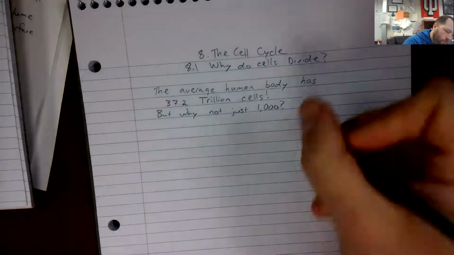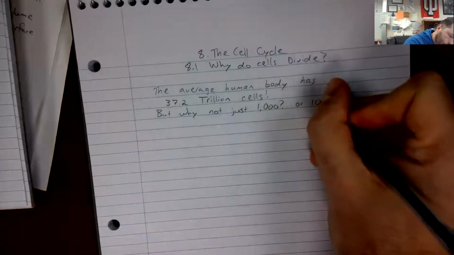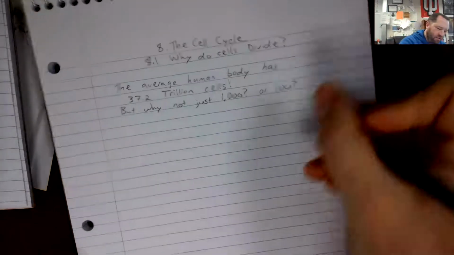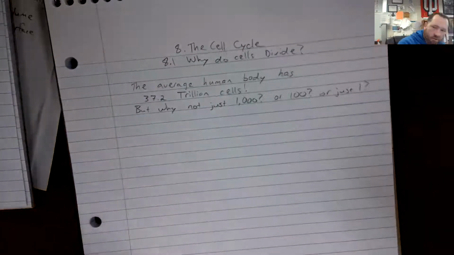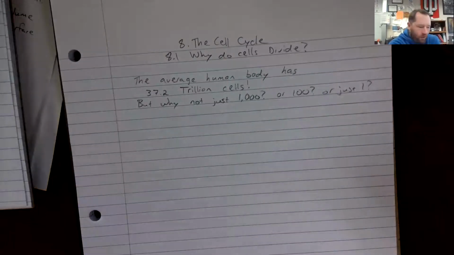Why not 1,000? Or 100? Or just one? Why aren't we a big, gigantic, single-celled organism?